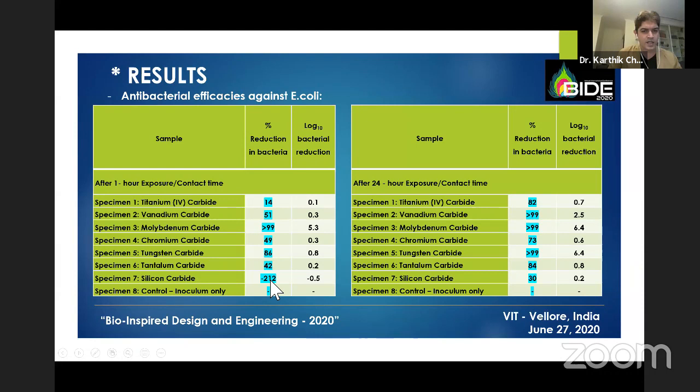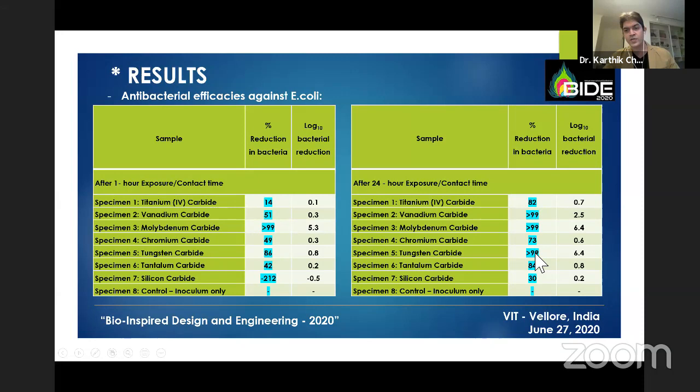On the right side, after 24 hour exposure, obviously with more time available, it increases the interaction time. We can see that almost most of the samples show very enhanced activity. Titanium carbide, which had just 14% after 1 hour, shows nearly 82% reduction after 24 hours. But molybdenum carbide, vanadium carbide, and also tungsten carbide show nearly 99% reduction or more. So they also become equally effective.